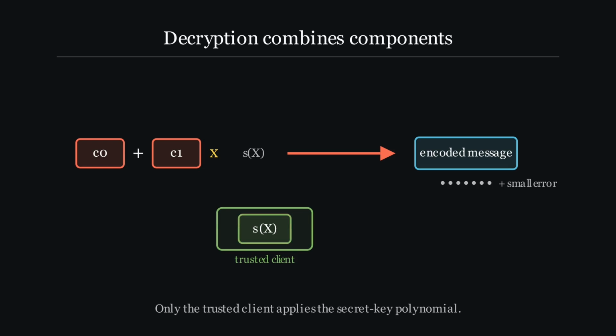A server may transform C0 and C1, while only the client can combine them with the secret key and decode the hidden slots.